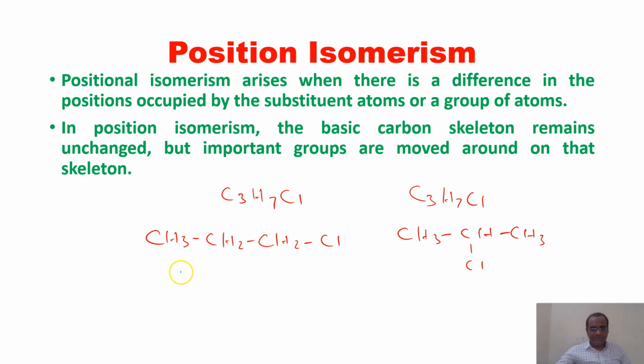I will write the name of this compound. So this compound is 1-chloropropane, and this compound is 2-chloropropane. 1-chloropropane and 2-chloropropane. So these are the two compounds where you can see the difference, that the only difference is the position of a functional group or substituent atoms.